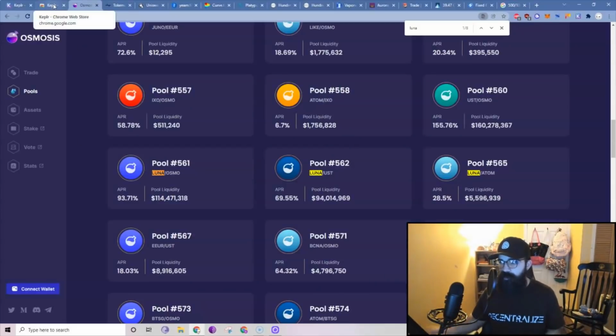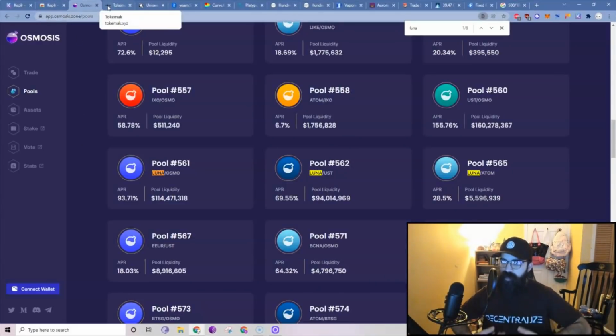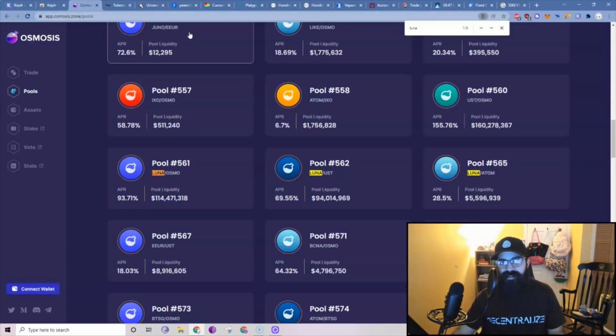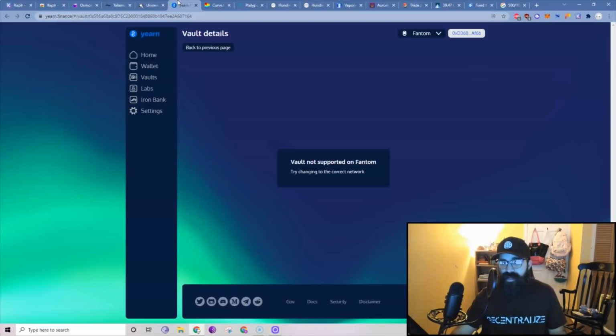I do believe a lot of people are going to be talking about these in the coming weeks. The rumor mill is already starting up again, and it's really cool to see Osmosis and TOKE get some limelight again. I do think that Yearn has some incredible plays, but you have to know where to get those tokens, which can be a pain in the butt.